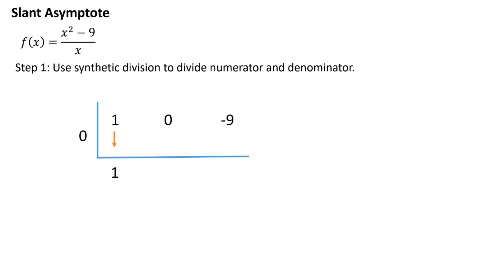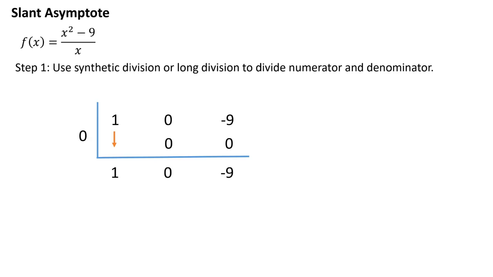So to do the division, I bring down my 1 and then I multiply. 0 times 1 is 0, and then I add 0 plus 0 is 0. 0 times 0 is 0, and I put it here. -9 plus 0 is -9. Again, this is just a remainder, but what I'm looking at is only this portion here. This is what's going to give me my equation. And if I write my quotient back as an expression, this is really just x. When we do division, we lose one of the degrees of the exponents of the numerator.